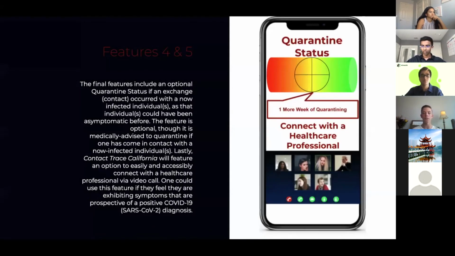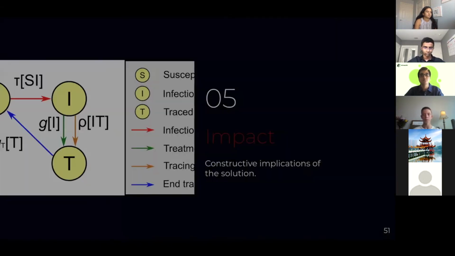So here are my fourth and fifth features. The final features include an optional quarantine status if an exchange or contact has occurred with a now infected individual or individuals, as those individuals could have been asymptomatic before. The feature is optional, though it is medically advised to quarantine if one has come in contact with a now infected individual or individuals. Lastly, Contact Trace California will feature an option to easily and accessibly connect with a healthcare professional via video call. One could use this feature if they feel they are exhibiting symptoms that are prospective of a positive COVID-19 diagnosis.